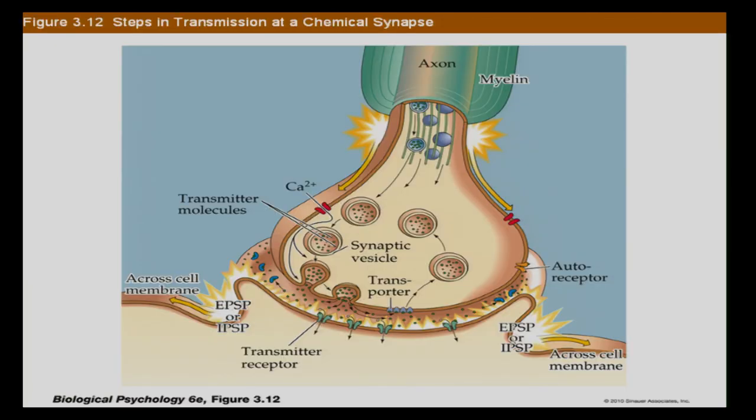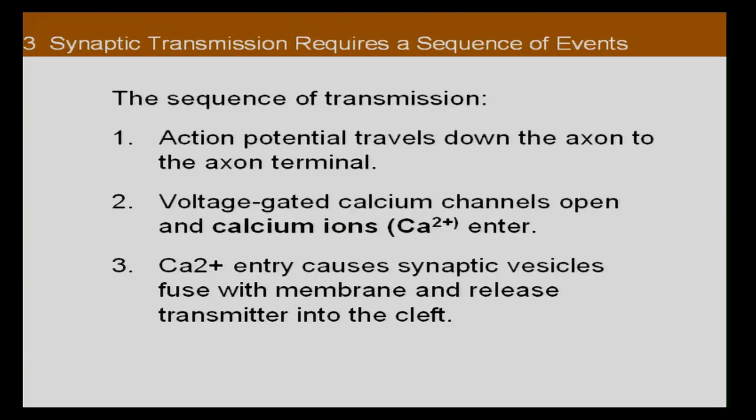Releasing the transmitter into the cleft. Okay, so what happens? We have transmitter in the cleft. Now we jump over to the postsynaptic side. Again, this is the cell body or the dendrite of the next cell. What's happening there?